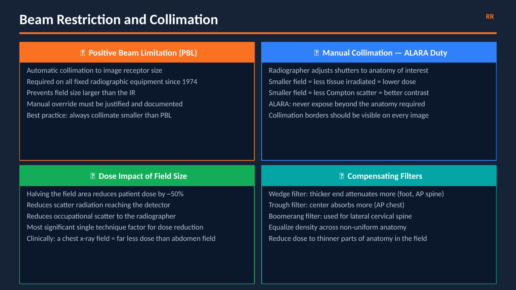Positive beam limitation, PBL, has been required on fixed radiographic units since 1974. It automatically limits the collimator to the image receptor size. But PBL is a ceiling, not a target. You must collimate even smaller when anatomy allows. Collimation borders should be visible on every radiographic image. If you can't see them, the field was too large.